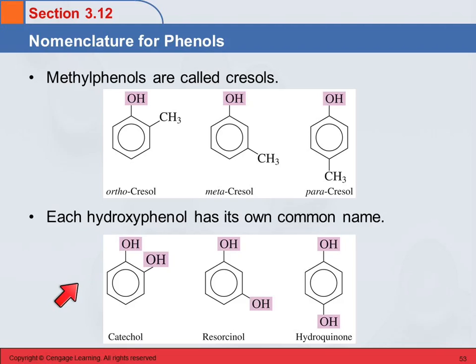This group is called hydroxyphenols because it's a phenol with another hydroxy group on it. So they're called hydroxyphenols. And they each have their special names. And you may have heard these names before: catechol, resorcinol, and hydroquinone. And so they are commonly named, and then they'll have substituents on them.